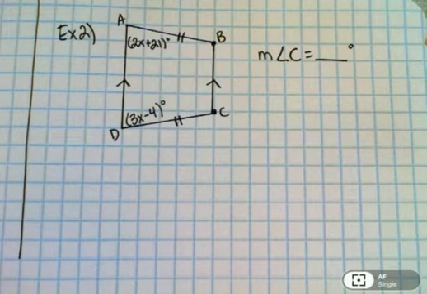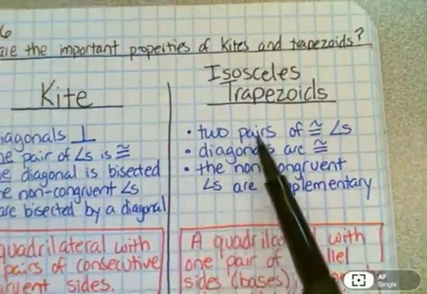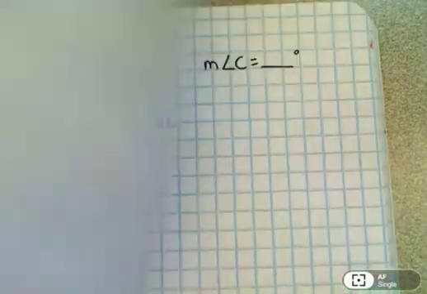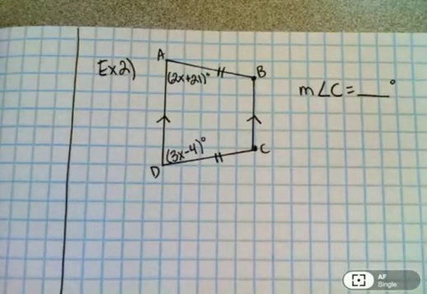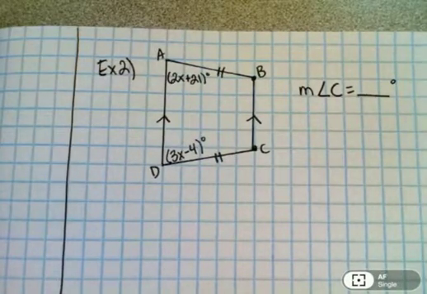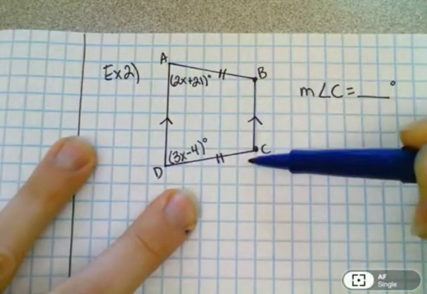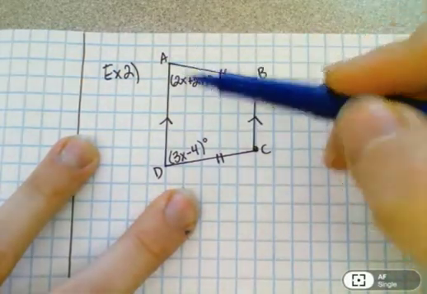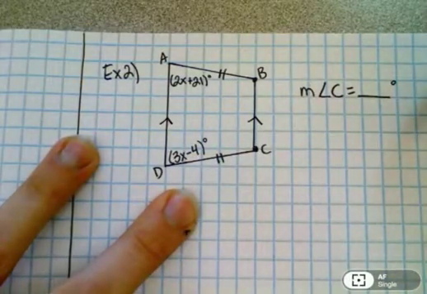So if we look back at our properties, what we have here are two angles. It says here that we have two pairs of congruent angles. It also says the non-congruent angles are supplementary. So what we need to do here is figure out these two angles. Should they add up to 180 or should they be equal to each other? And I hope you can see that these are acute angles here. They're both less than 90 degrees. These are obtuse angles. They're both more than 90 degrees. So I hope you can see that these two cannot possibly be supplementary, so they have to be congruent. They have to be equal to each other.